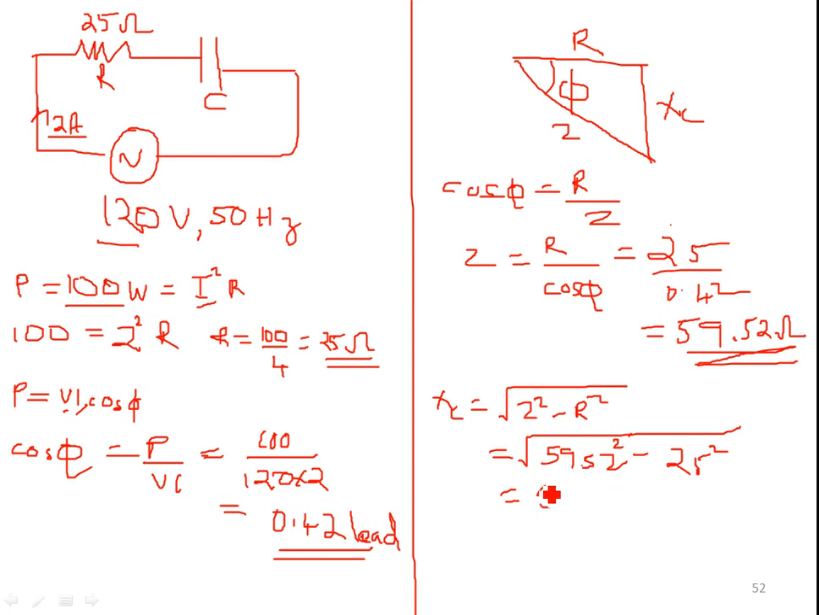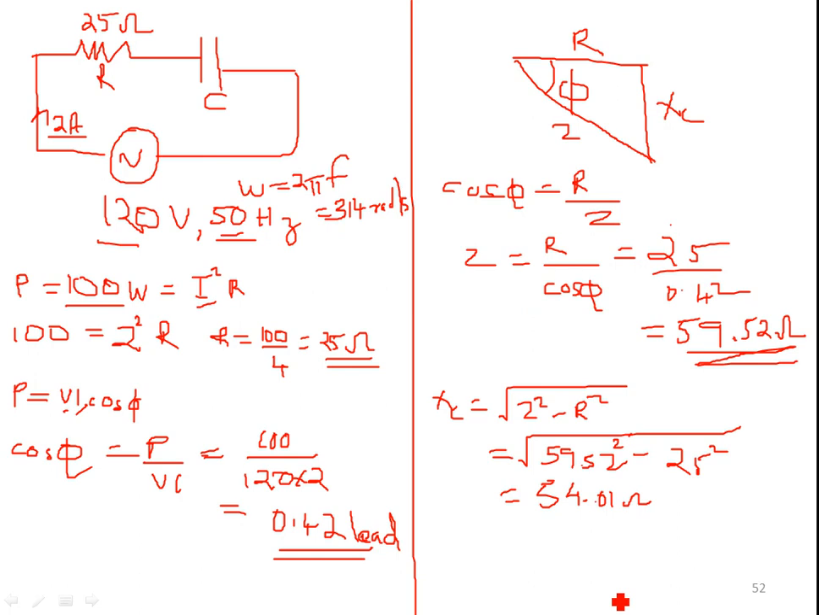So the value of XC is 54.01 ohm, or we can approximate it as 54 ohm. Now, based on frequency. Frequency is given as 50 hertz. What is omega? Omega is 2 pi f. Pi is 3.14, f is 50. Therefore, omega is 314 radians per second.